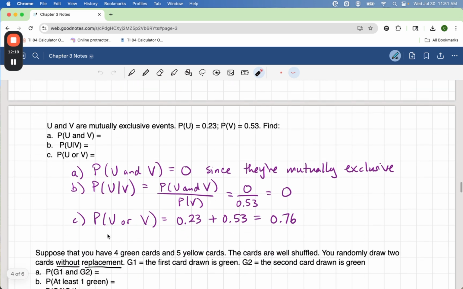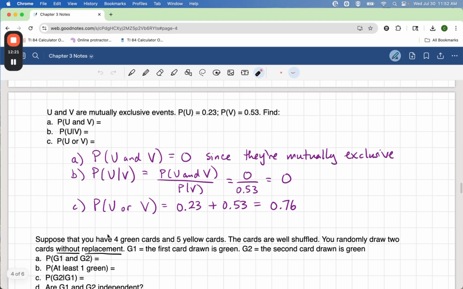All right, U and V are mutually exclusive events. Probability of U is 0.23, probability of V is 0.53. Find the probability of U and V. Well, since they're mutually exclusive, by definition, they can't happen at the same time. The probability of U and V, therefore, is 0.